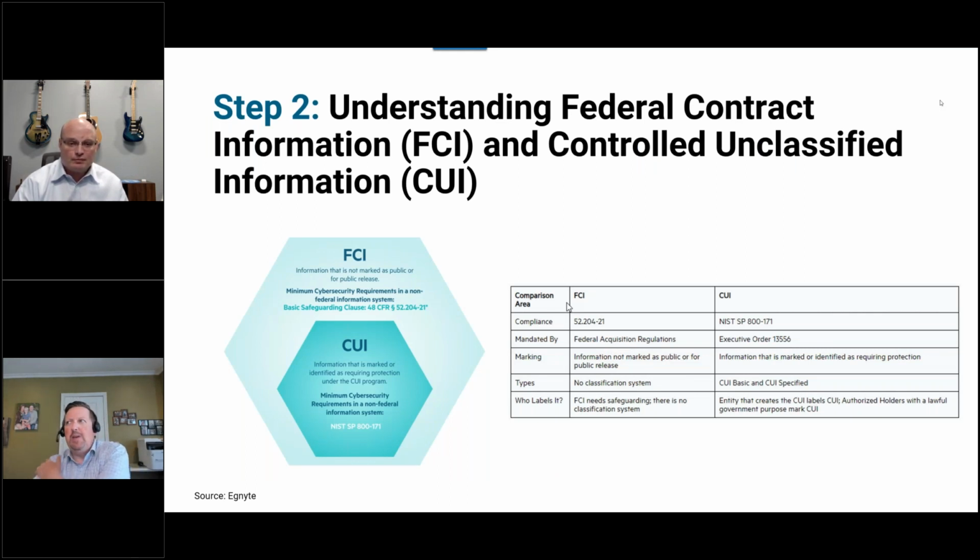Right, and I think this next step we've unpacked a little bit, but let's dig in a little further. It's really important to understand whether you have FCI or CUI, and the difference there. Yeah, so federal contract information, controlled unclassified information. This isn't the same as when we talk about top secret or various levels of things like that you might see out there. These are things that are considered not public, though.